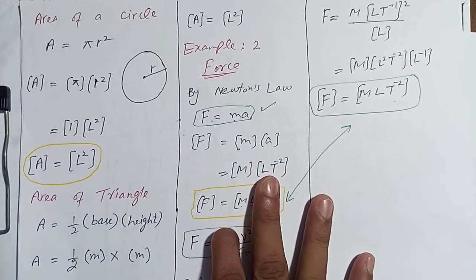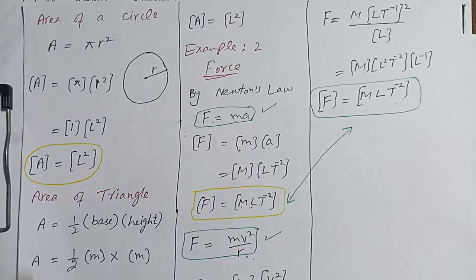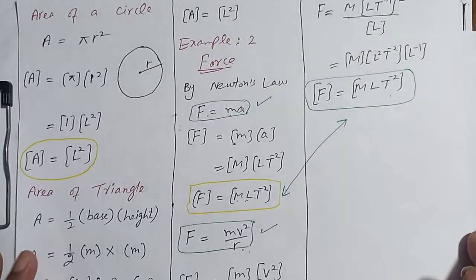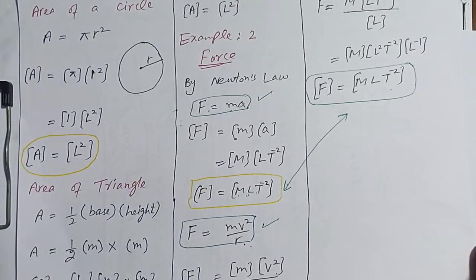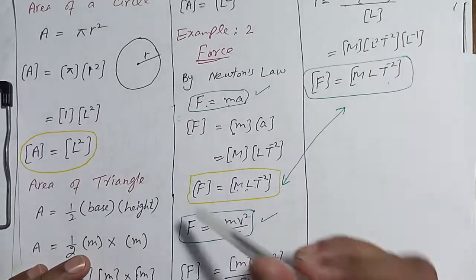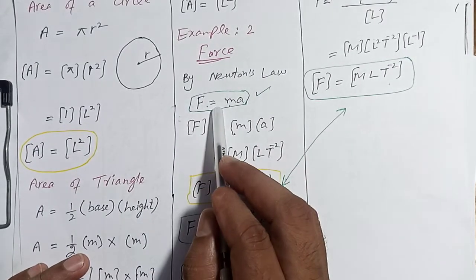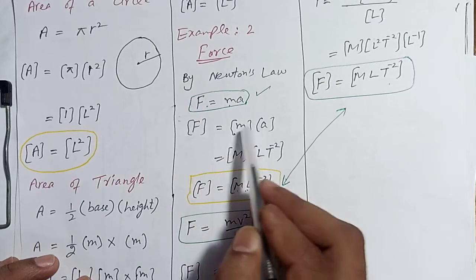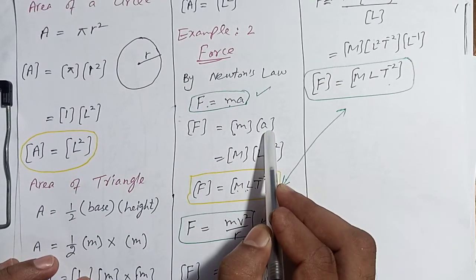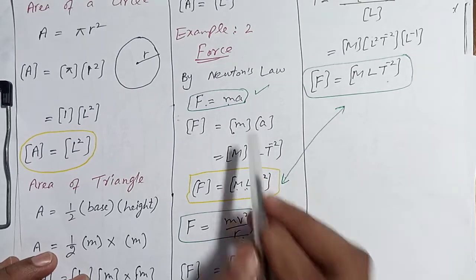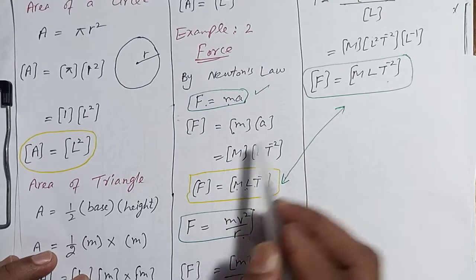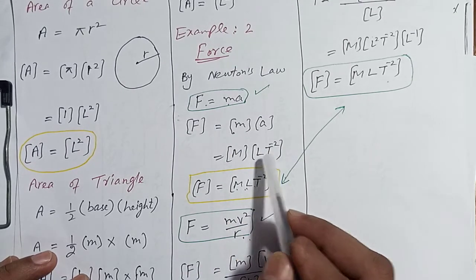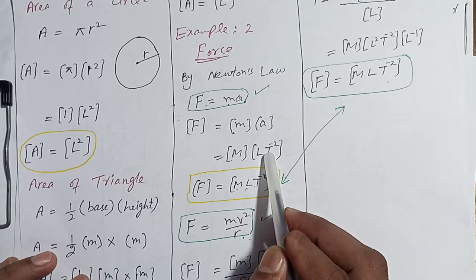We can discuss this feature with another example. We take the example of force. By Newton's law, force is written as F is equal to ma, and the dimension of force is the combination of the dimension of mass and the dimension of acceleration. For mass we write capital M, and for acceleration we write L T to the power minus 2.